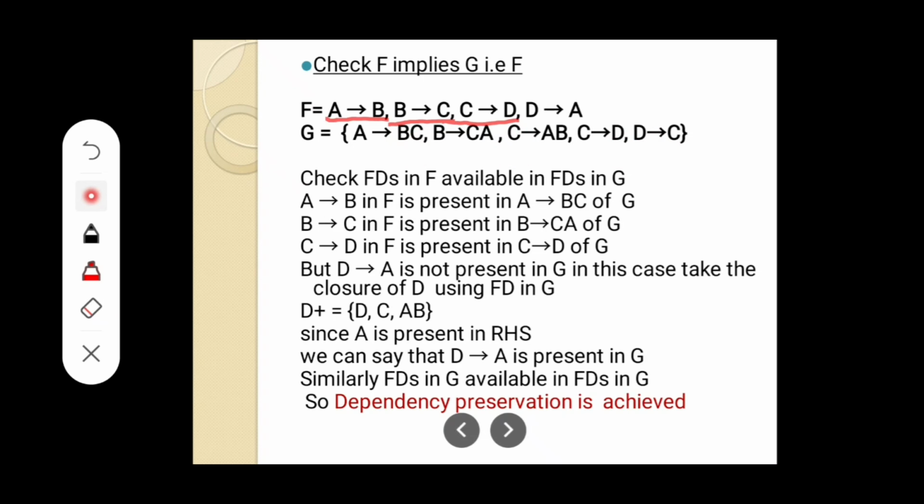Okay, but we need to take one more condition. If we find that any of the functional dependency is not available in G, we will take one more step and confirm that it is not there. What is the next step we are going to take? Next step we will take the closure of D with respect to the functional dependency in G.